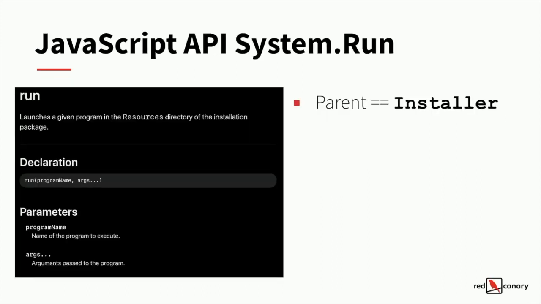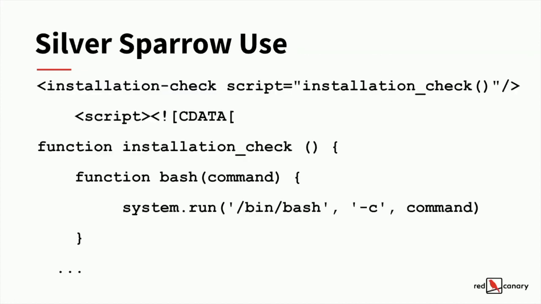There's a system.run command from the JavaScript API, and if you're double clicking on a package and this distribution XML has a system.run command in it, it will spawn off of installer with the uppercase I. And the documentation explicitly says it launches a given program from the resources directory. What they kind of omit is it doesn't have to be in the resources directory. It can be in whatever directory you want it to be. And the best part about it is it executes as root.